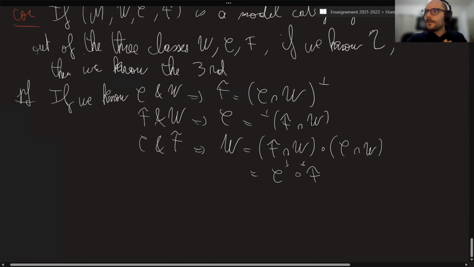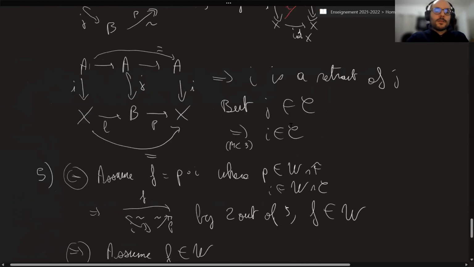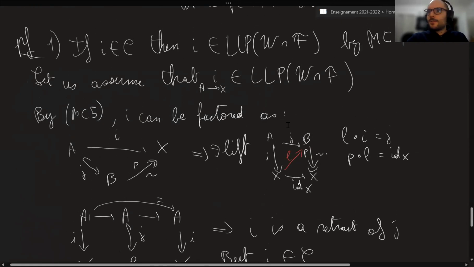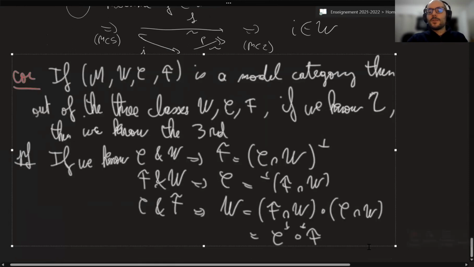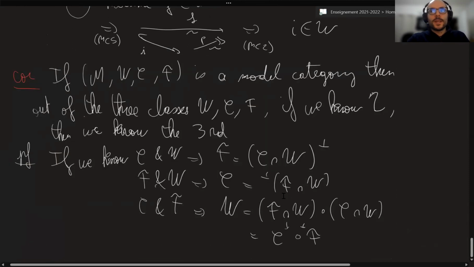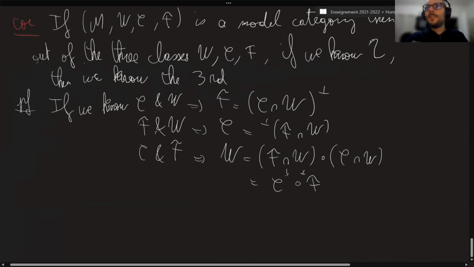Questions so far? So this proof is really typical of proofs in model category theory. This is a really important corollary because very, very often you will see the model structure where weak equivalences are blah, blah, blah, and fibrations are blah, blah, blah. And you will not see where the definition of cofibrations is. That's normal. It's determined by the data.